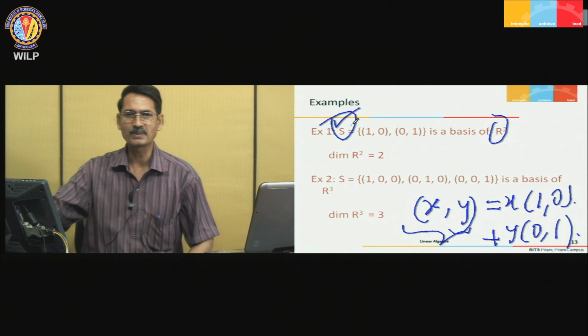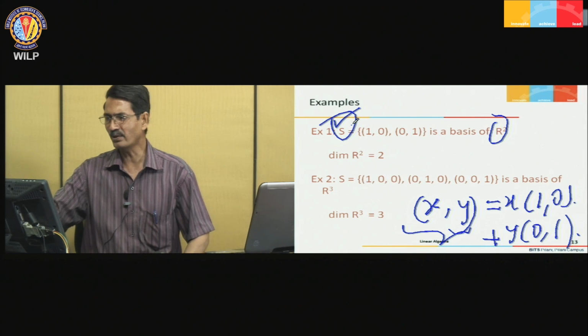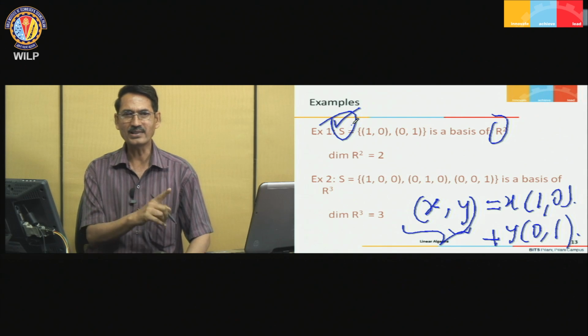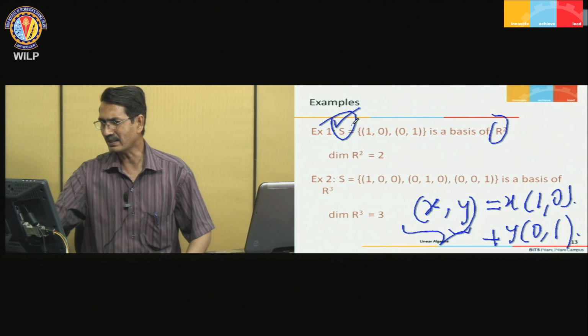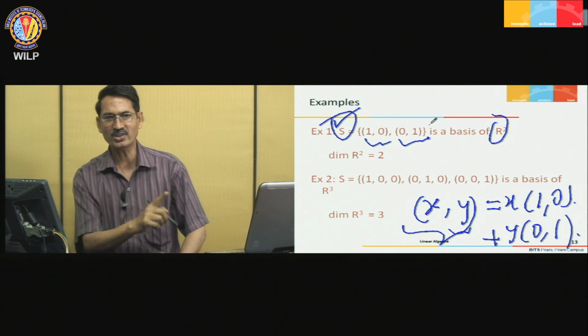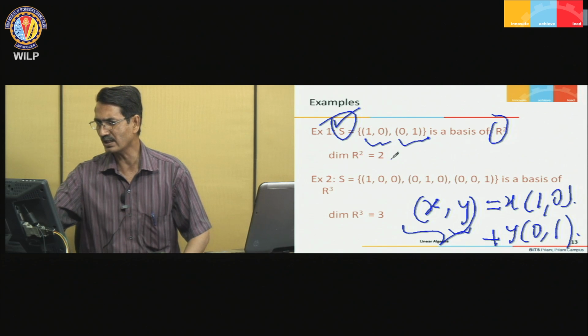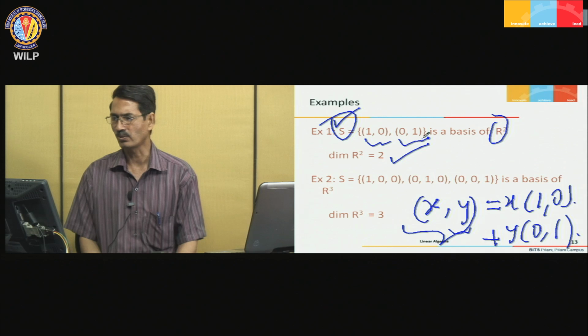Therefore, S spans R2 and S is linearly independent. Therefore, S is a basis of R2. And what is the number of elements in S? (1, 0) is one element, (0, 1) is another element, so it has only two elements. Therefore, the dimension of R2 over the field of real numbers is 2.